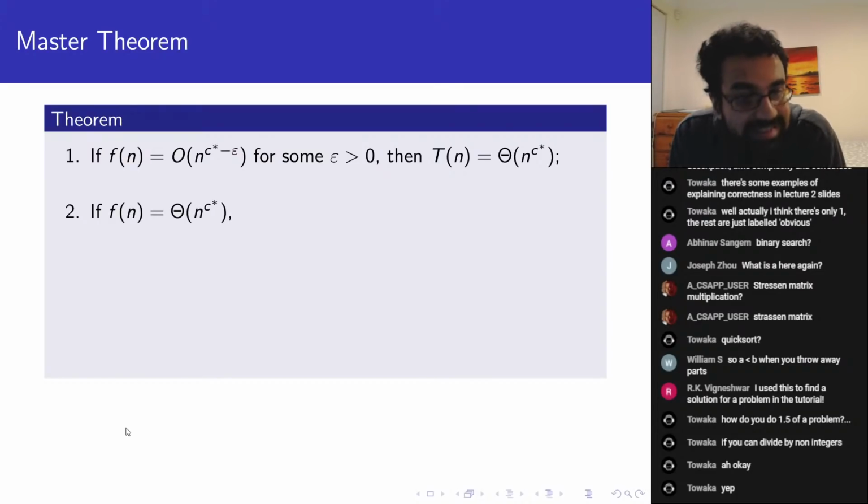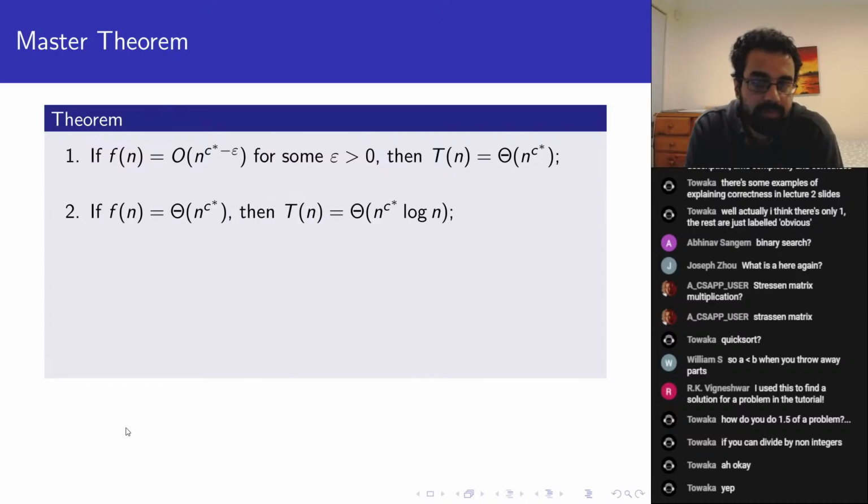Furthermore, if Fn is exactly big theta of the critical polynomial, then our solution is similar. It's the critical polynomial times an extra log factor.